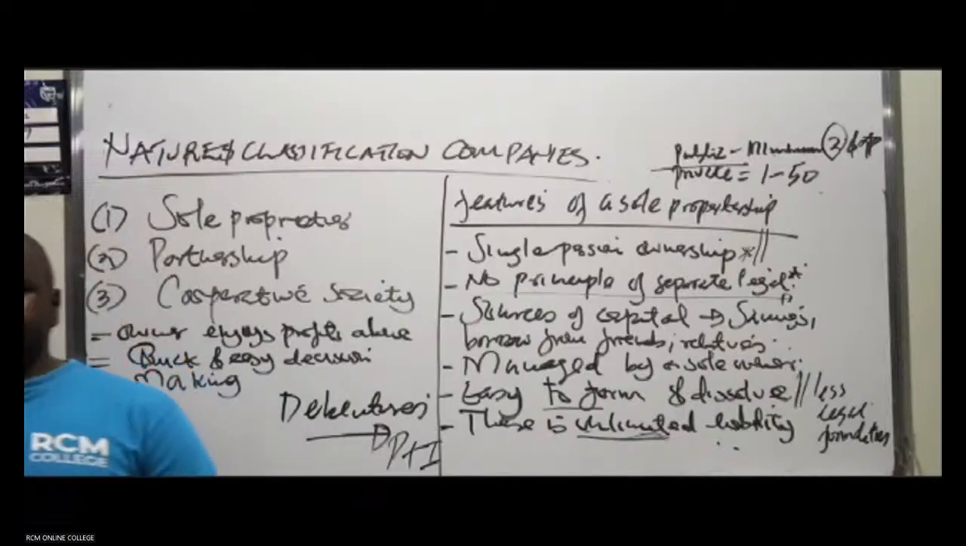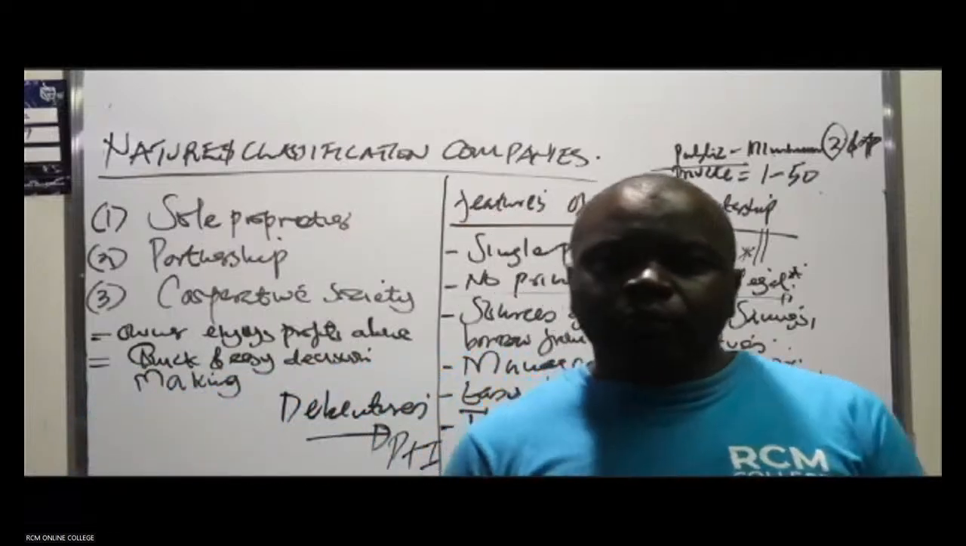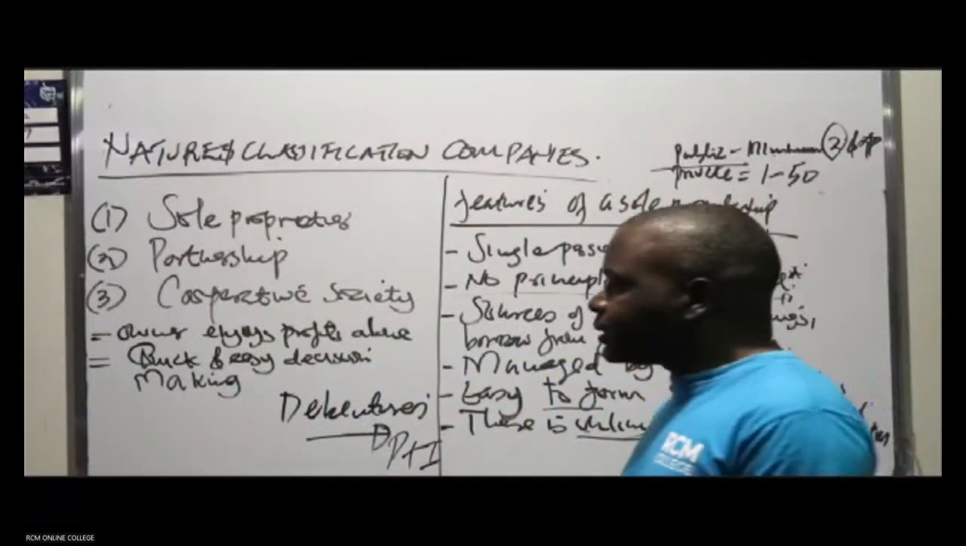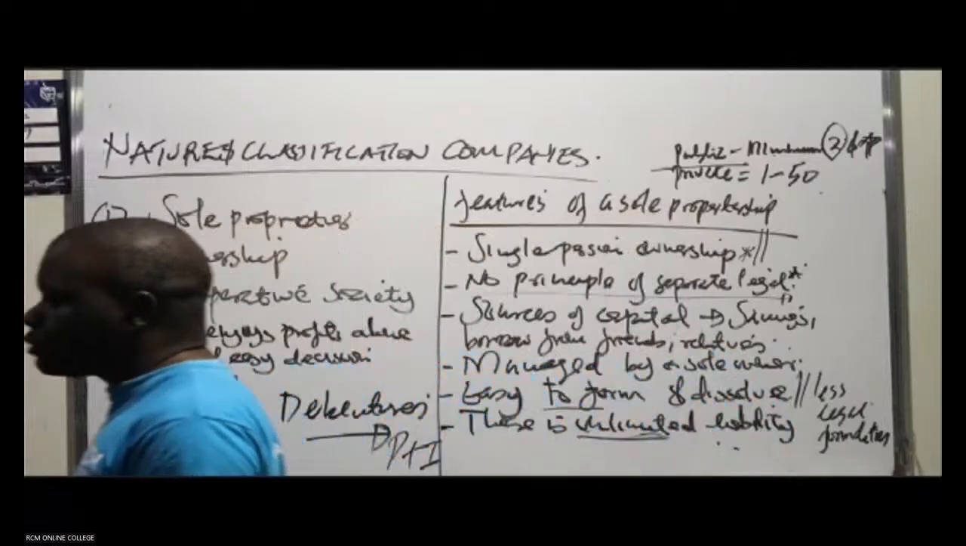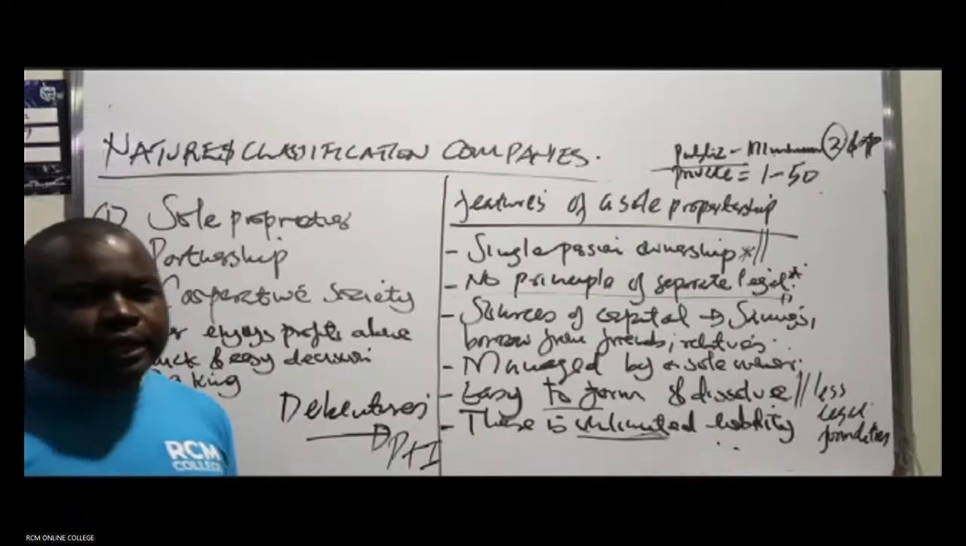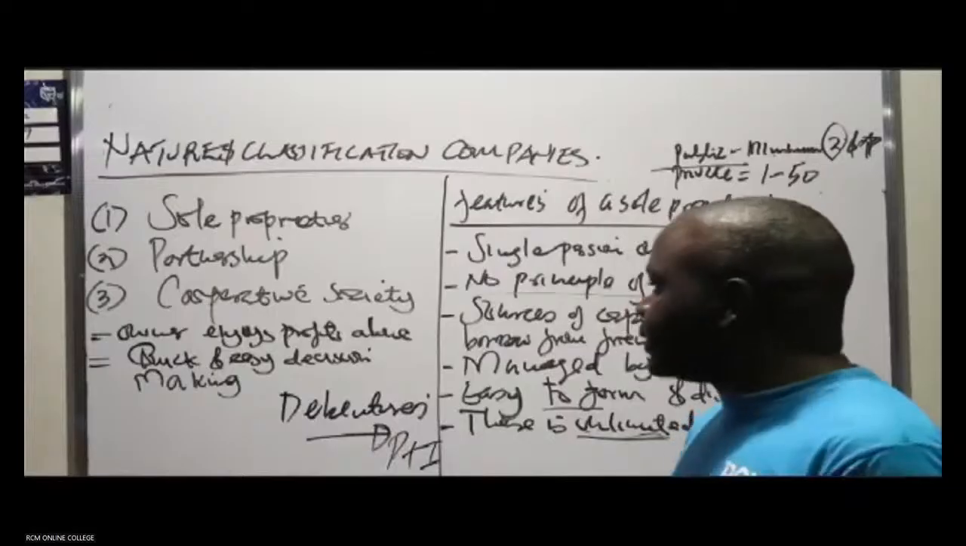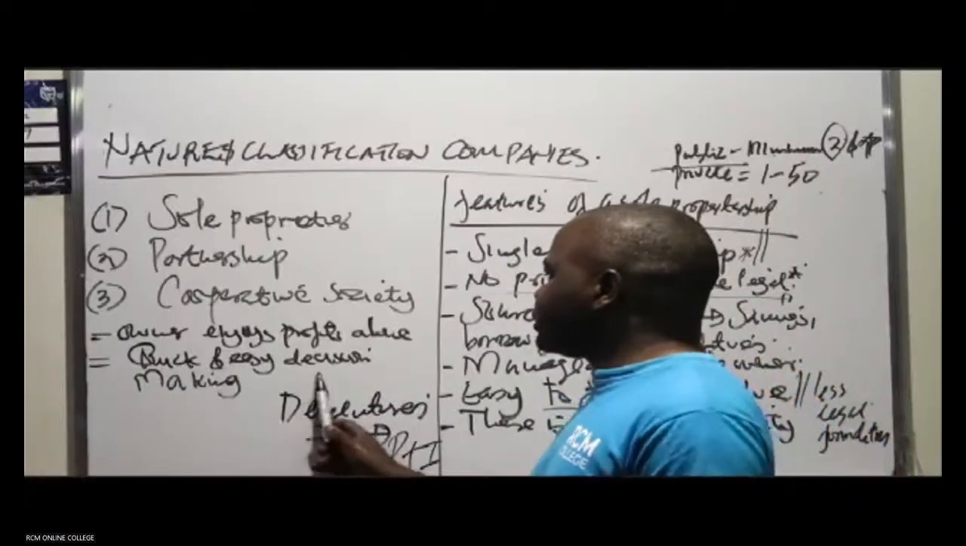But what happens in a company? The profits are shared in form of what? Dividends. That is a difference. The owner enjoys profits alone. But what happens in a company? The profits are shared in form of dividends. That is a difference.